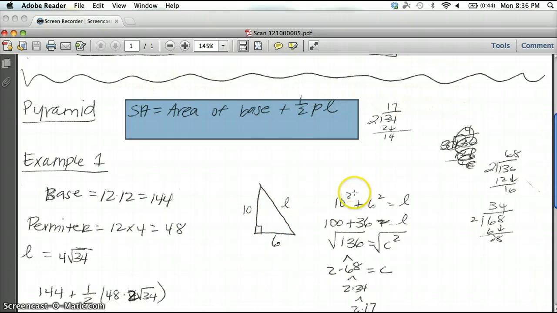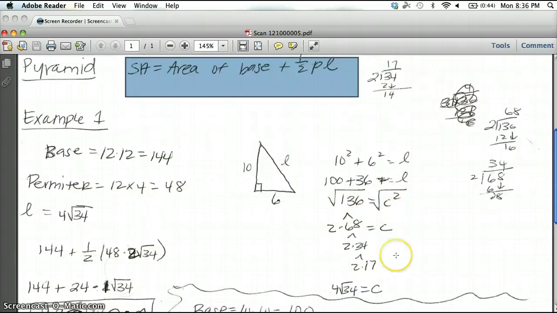So I've got 10 squared plus 6 squared is my lateral height. 10 squared is 100, 6 squared is 36. So 100 plus 36 is 136, and that equals c squared. I square root both sides, and then I actually have to simplify it. So 136 is 2 times 68, and then I take 68 and I get 2 times 34, and then I take 34 and I get 2 times 17.